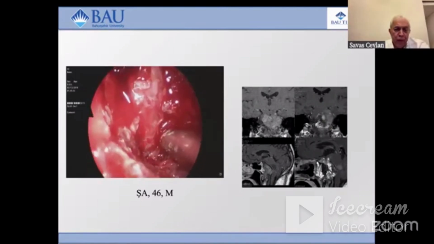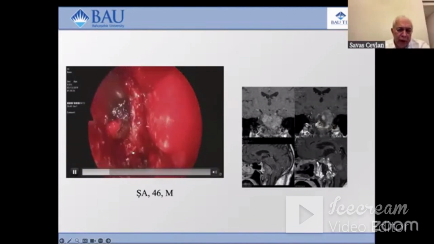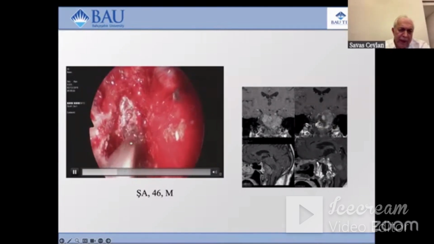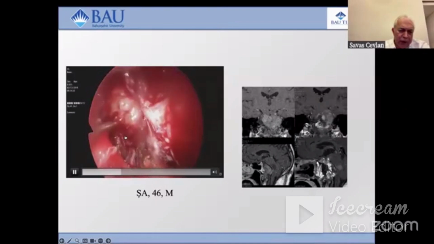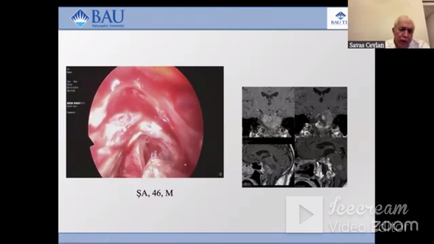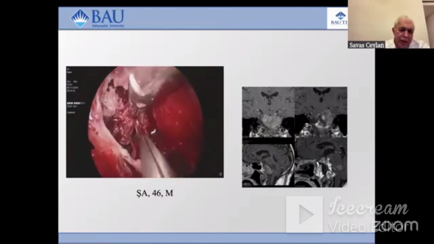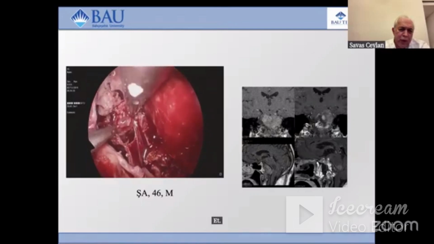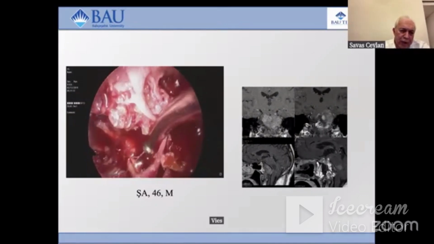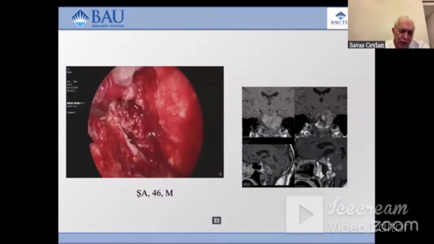The other case is one of the most difficult cases in our series, a huge intradural tumor. Firstly, we explored the clival dura, and then the clival dura was opened vertically, and we explored the tumor. This adherent tumor was first dissected from the right side of the pons and medulla, and then dissected and resected, and we explored the lower medulla, and you see the lower cranial nerves.